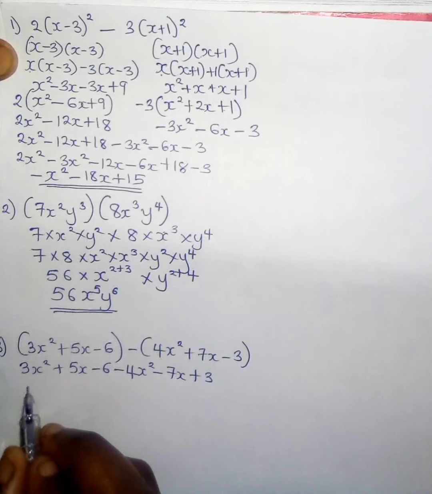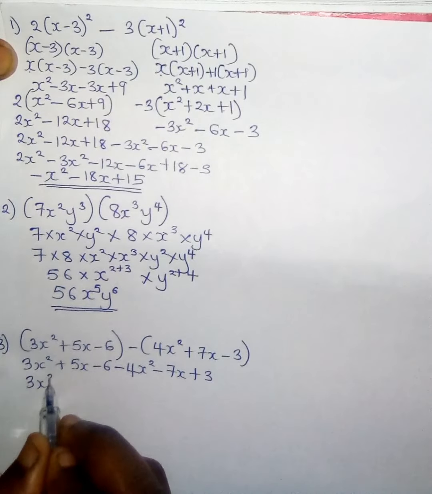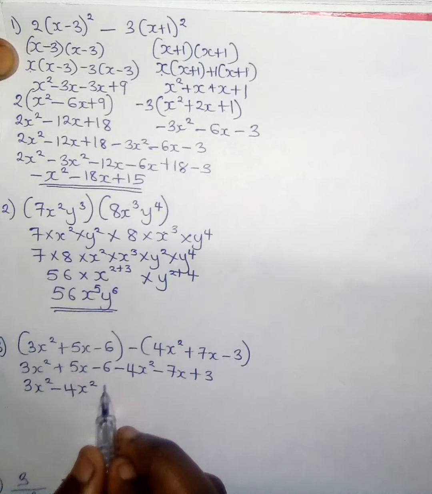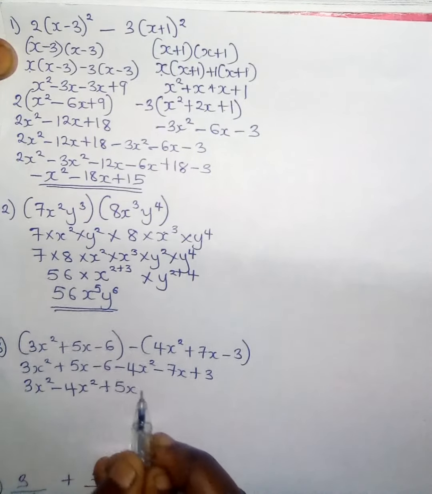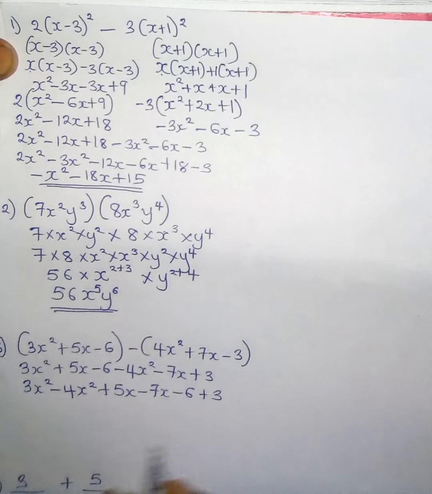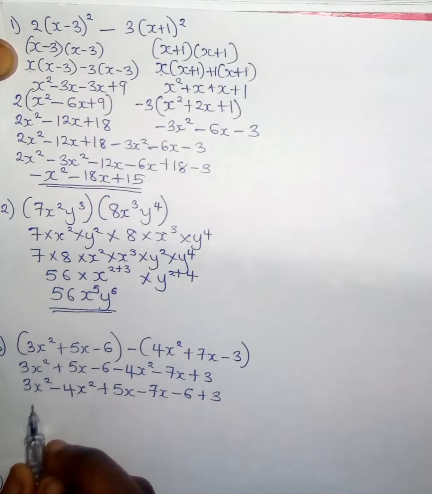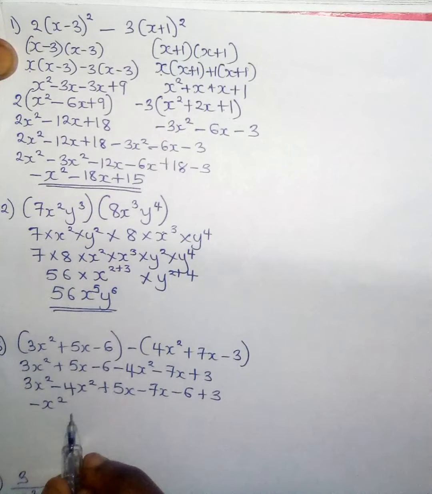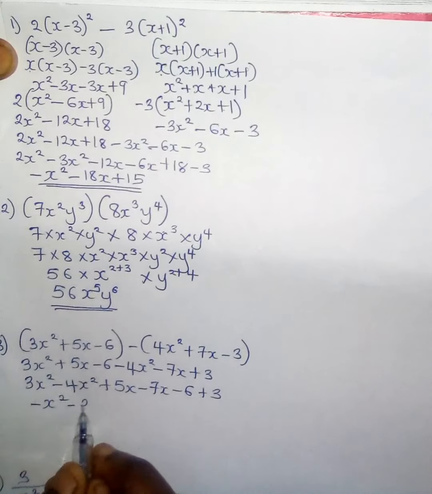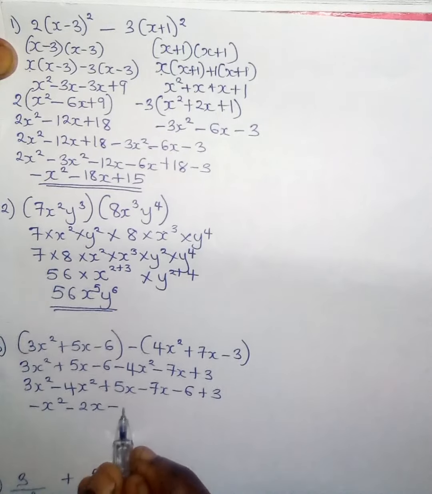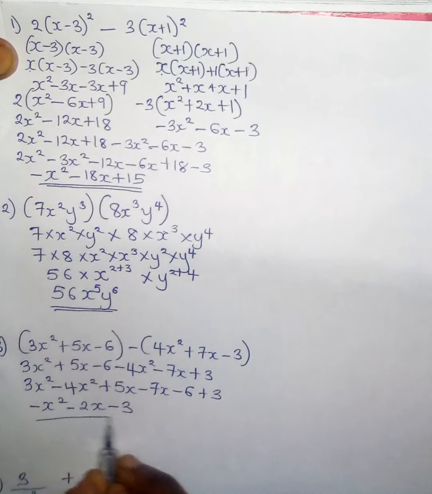So if we collect like terms together, we have 3x squared minus 4x squared, plus 5x minus 7x, minus 6 plus 3. So 3x squared minus 4x squared will give us minus x squared. 5x minus 7x will give us a minus 2x. And minus 6 plus 3 will give us a minus 3. And that is the answer.